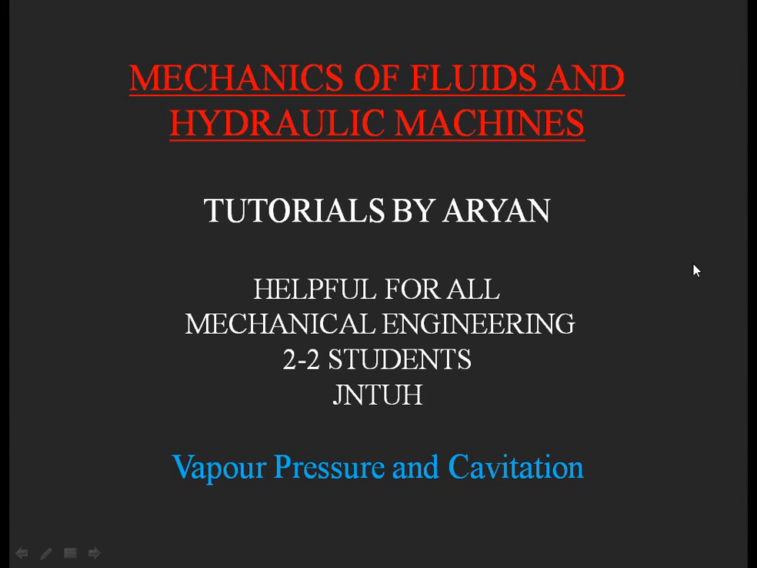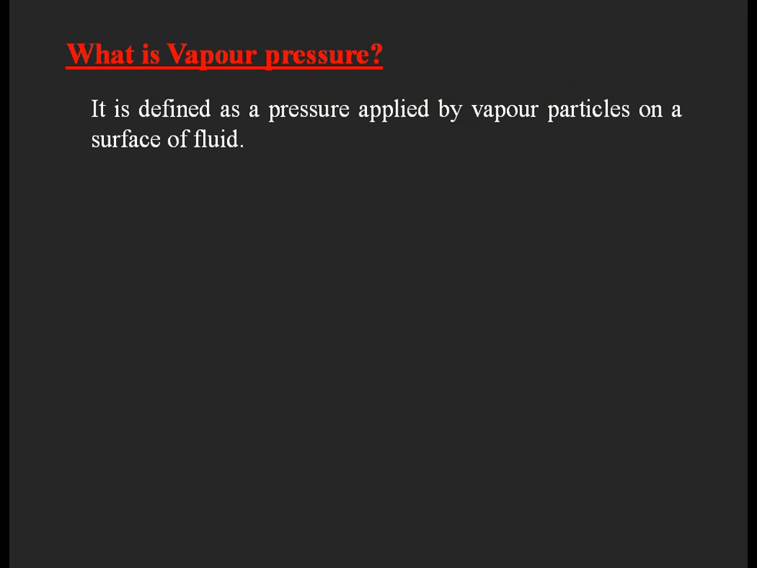Now we are going to discuss vapor pressure and cavitation, which are again the characteristic behavior of the fluid in mechanics of fluids and hydraulic machines. So first I want to give the definition for the vapor pressure. It is defined as the pressure applied by the vapor particles on the surface of the fluid. Okay, it is a simple definition. Easily we can say that the pressure applied by the vapor particles of a fluid, that pressure we consider vapor pressure. So how to understand this vapor pressure means I want to take a container.